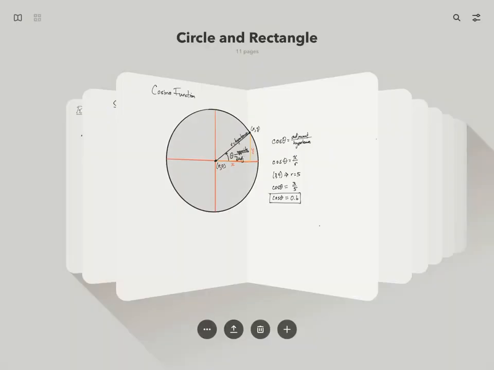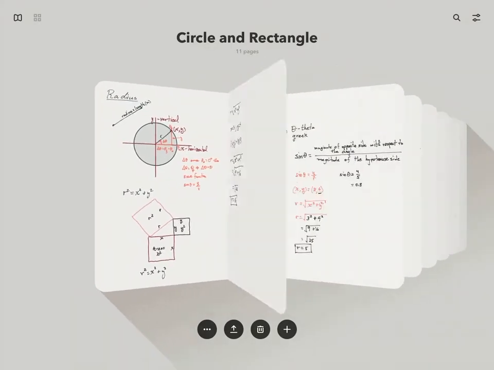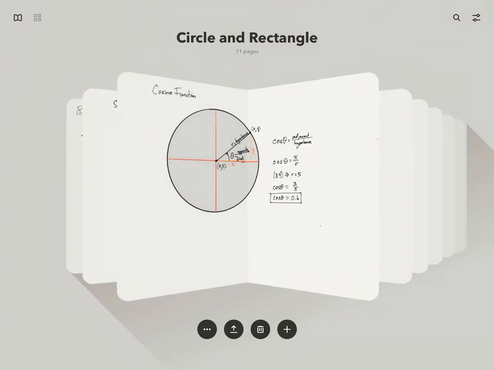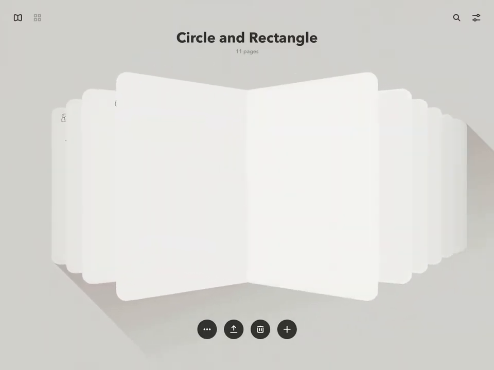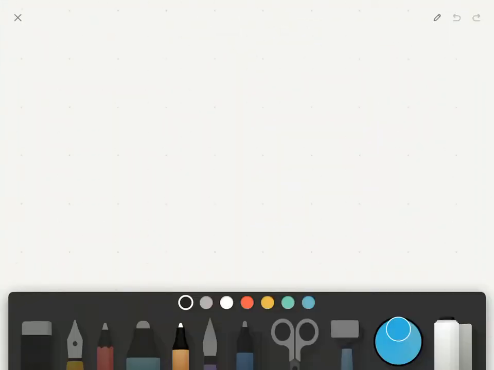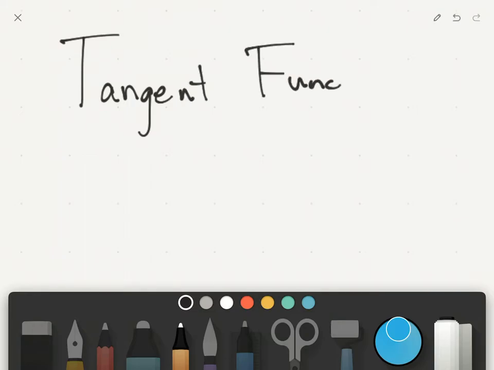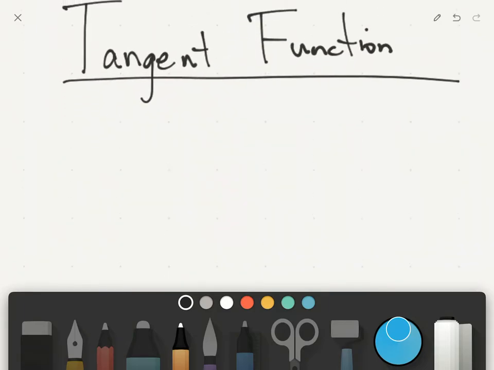In the last video, we talked about radius, sine, and the cosine function. Now I want to talk to you about the tangent function. Now what's powerful about all of these things is the following.